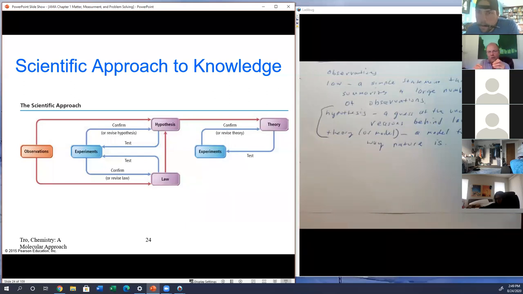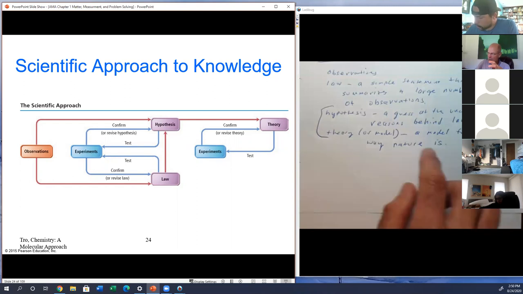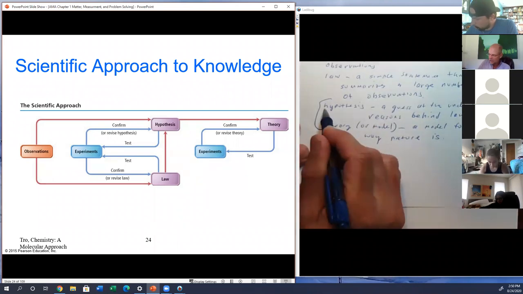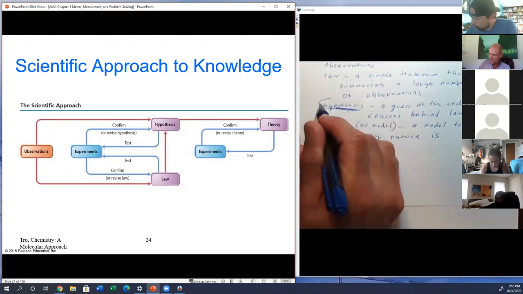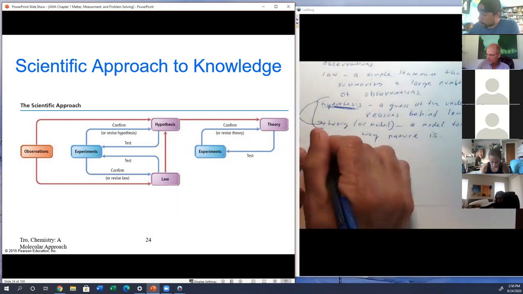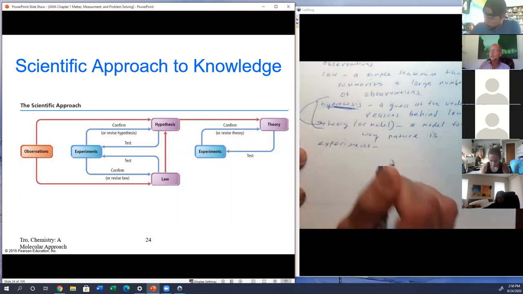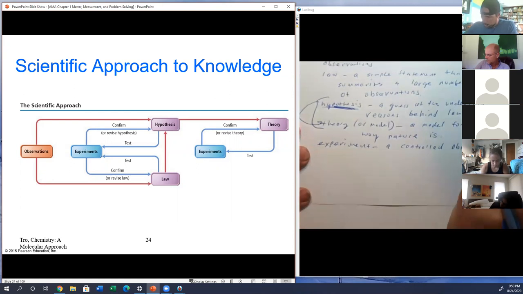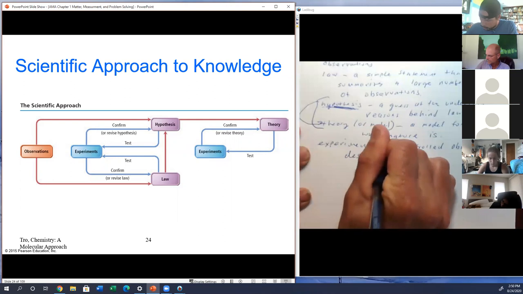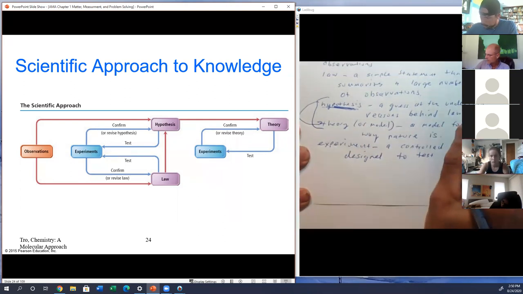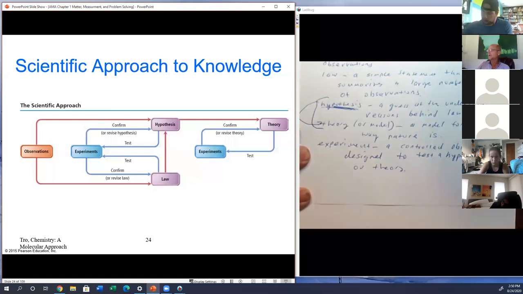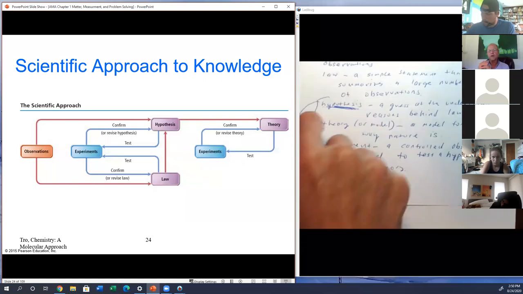The idea that matter is ultimately made of atoms is a theory, right? It's a model for the way nature is, and it tells you the underlying reasons behind laws and observations. So at first, a theory is just a hypothesis. But over time, hypotheses can graduate into theories as they're refined, and especially as they're tested by experiment. An experiment is a controlled observation designed to test a hypothesis or theory. And when you have enough experiments, then a hypothesis can graduate into a theory.